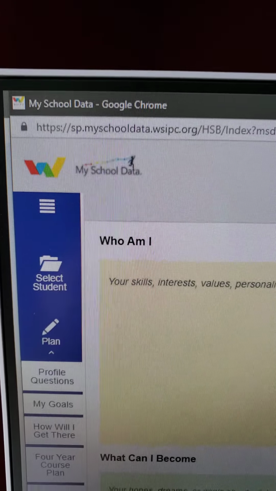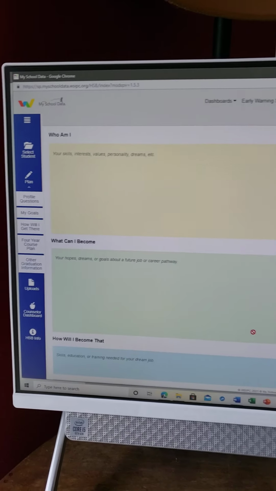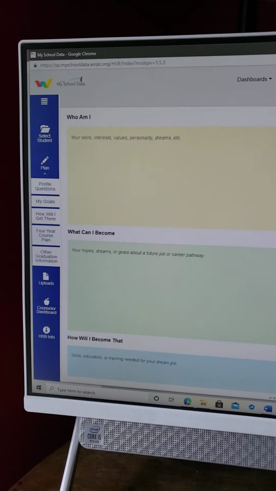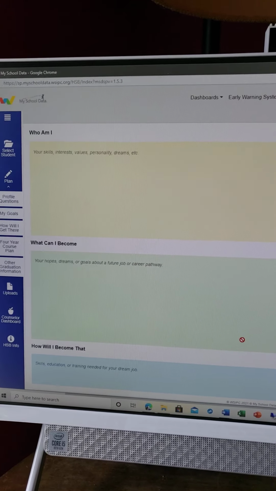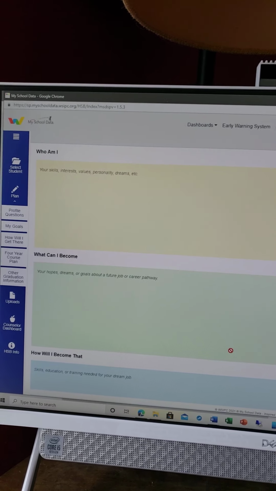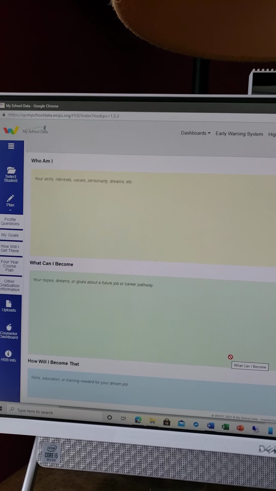And you were back here. This is the My School Data part. You probably will recognize this. In the My School Data, you may have already written in some things here, but you've probably gained some new information. So who am I? What can I become? And how will I become that? Let's try to get at least two or three sentences in there, maybe four or five, now that you've got some new information. This will keep growing and changing throughout your 4 years.